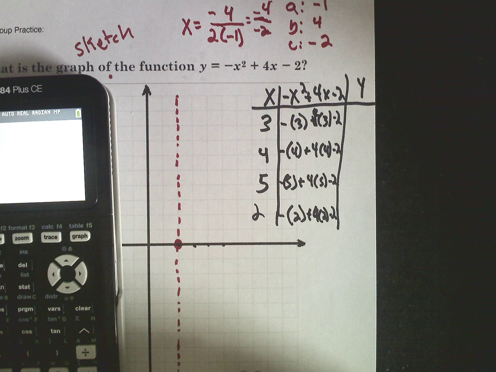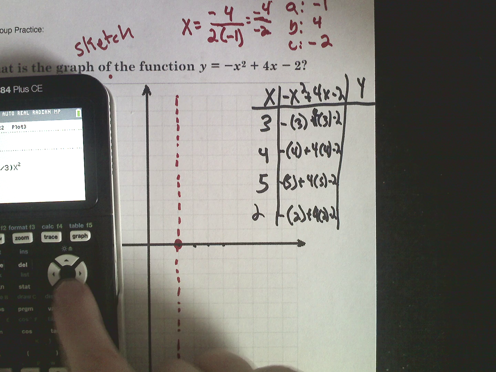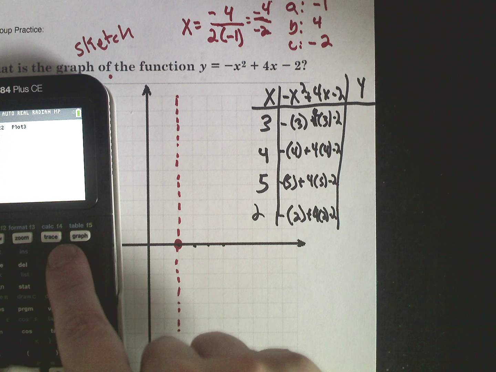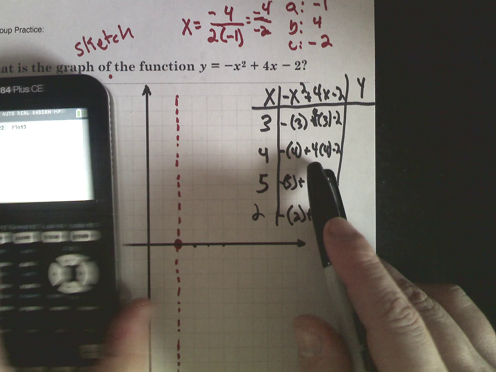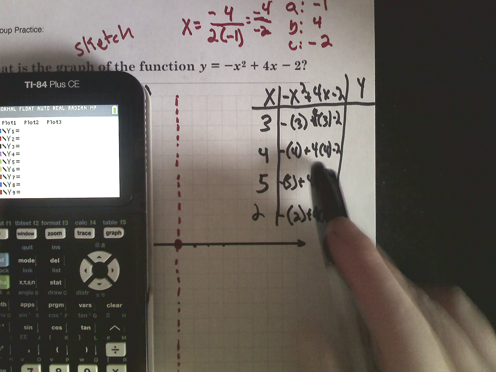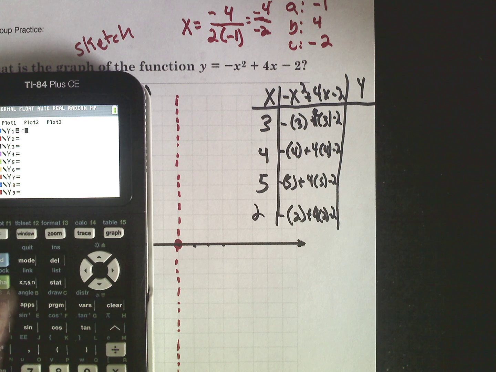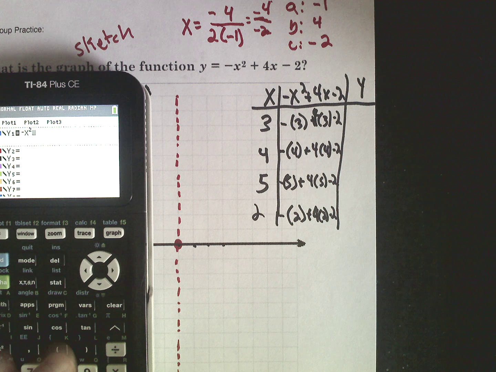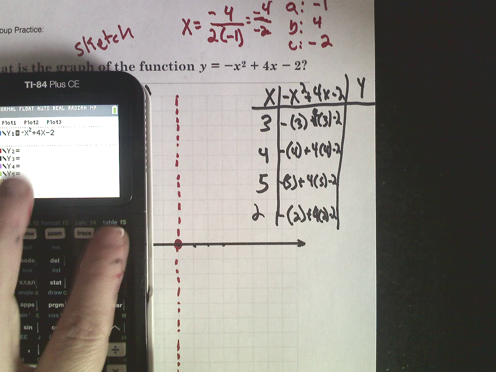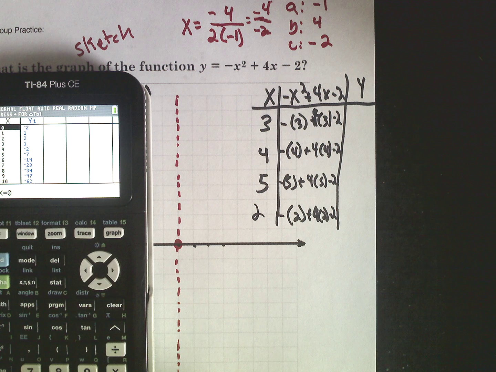So y equals, clear out these things. I'm going to put in negative x squared plus 4x minus 2. Second, I'm not going to graph it. I want the table.